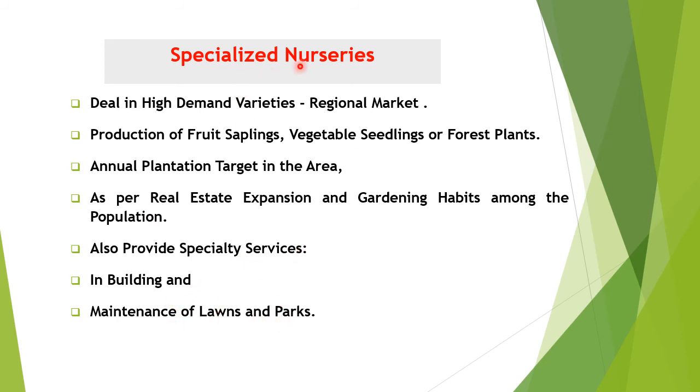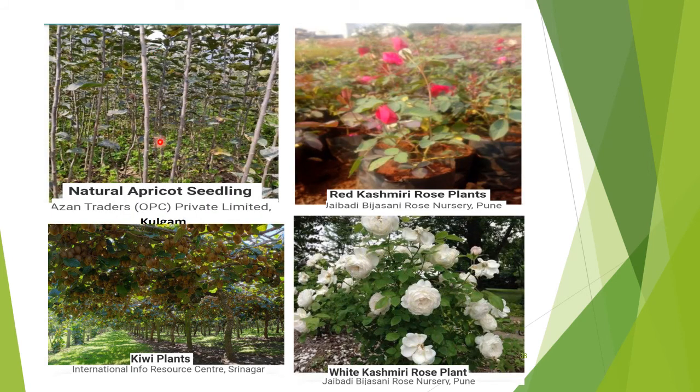Now see the specialized nurseries. They follow the regional market. They provide fruit saplings, vegetable seedlings, and forest plants. They give a service also: they provide specialty services in building and maintenance of lawns and parks. Their target is the real estate expansion and gardening habits among the population. Their target area is that, an annual plantation target in the area. They are called the specialized nurseries.